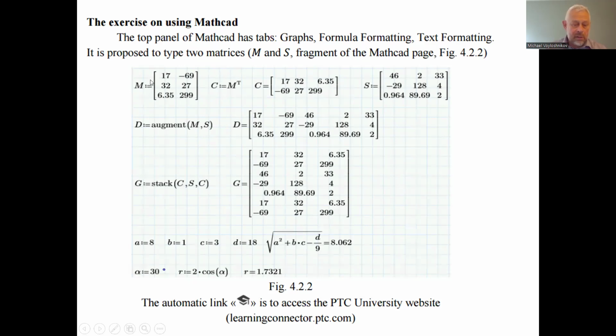We can also just use the keyboard: we press the shift and colon buttons. We get this assignment sign, and next use the panel of operations to choose how many rows and columns the matrix should have, etc. Use the panel of matrix operations to get the transposed matrix, matrix C, the transposed matrix M here. Another matrix, S, we just assigned.